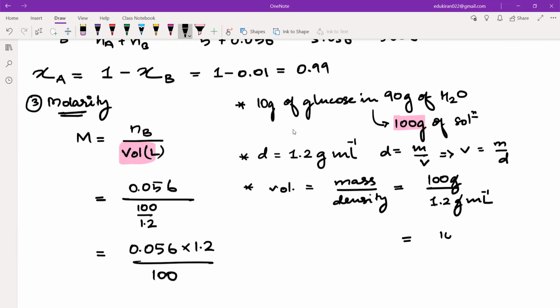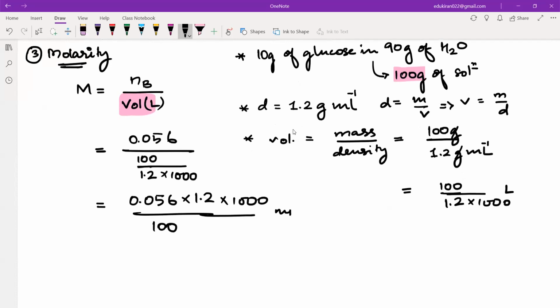This will be equal to 100 upon 1.2, and it will be divided by 1000 also to get it in terms of liters. So I have to multiply 1000 here, and I have to multiply 1000 here. So 1000 will go above, and you will get this as moles per liter. So you can solve this now. 100 and this will get cancelled. We'll get 0.56 into 1.2.